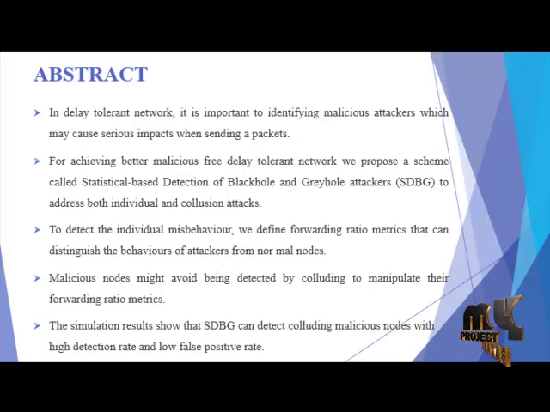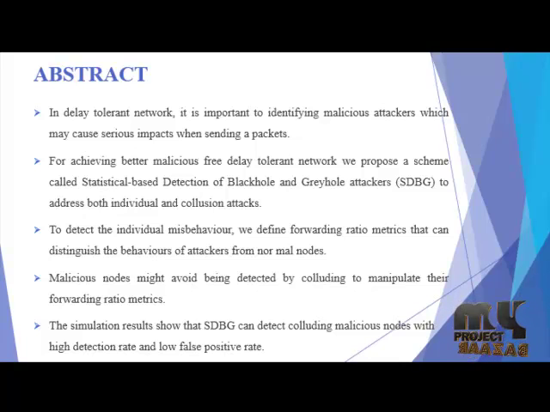This paper suggests a system called statistical based detection of blackhole and greyhole attacks to address both individual and collusion attacks. Nodes are required to exchange their encounter record histories, based on which other nodes can evaluate their forwarding behaviors to detect individual misbehaviors. We define forwarding ratio matrices, which can distinguish the behaviors of attackers from normal nodes.